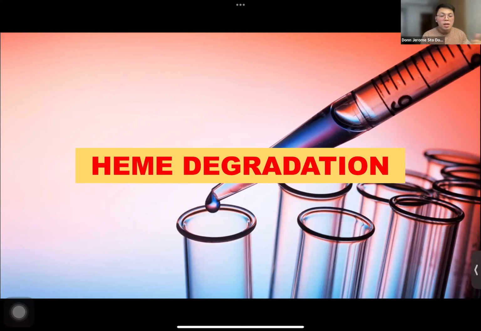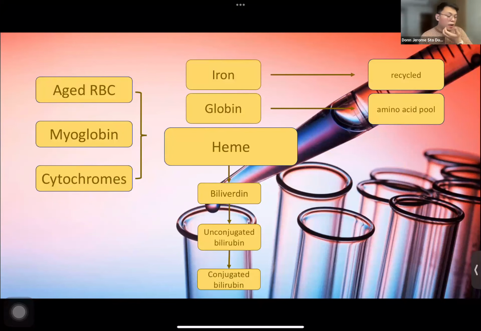Okay, so we're done with porphyrins, heme synthesis, myoglobin and hemoglobin structure and function, and hemoglobinopathy. So let's now go to your heme degradation. Earlier we said that heme proteins contain protein and heme. So what are the sources of heme? It can be from aged RBCs after 120 days, from myoglobin when you have muscle damage, or from cytochromes in your liver, cytochrome P450, cytochrome C, and other enzymes containing heme.